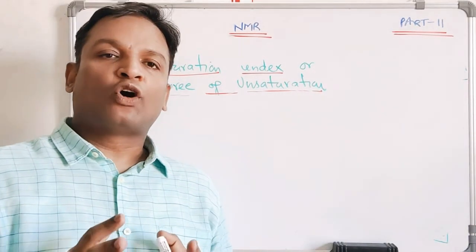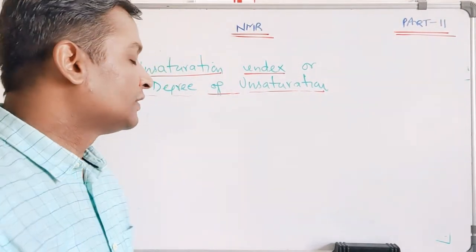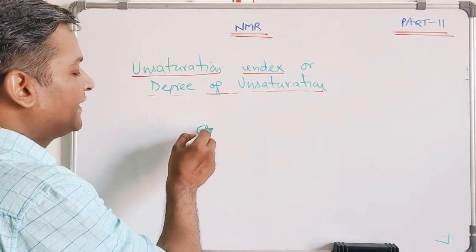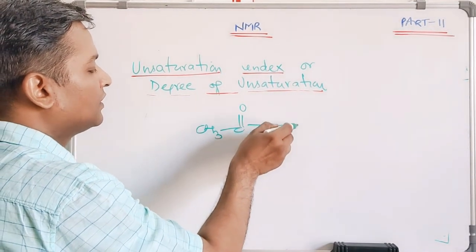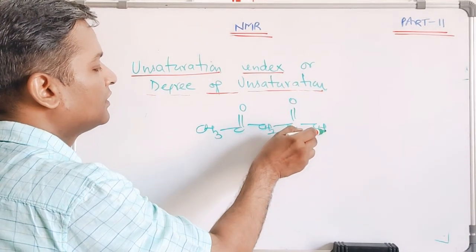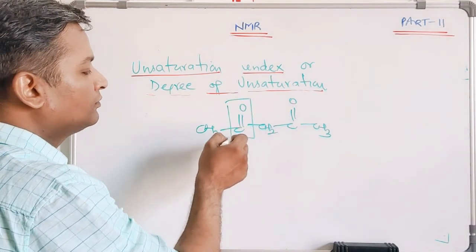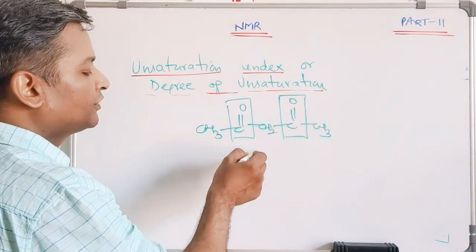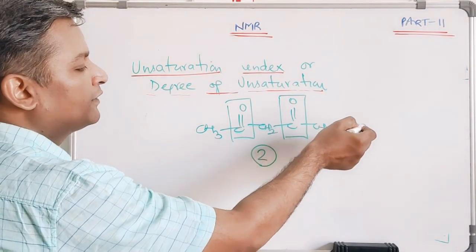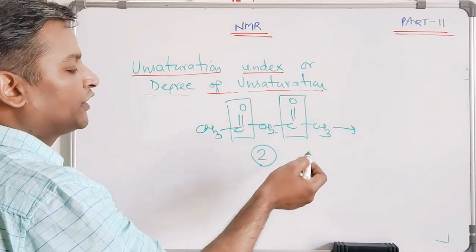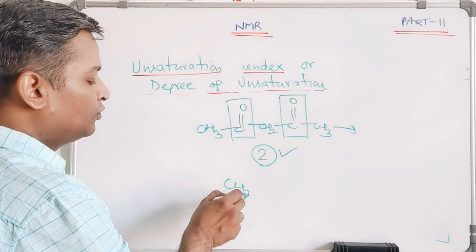So this was the importance of the unsaturation index, and how it is observed. Suppose, for example, I write this compound. I ask you what should be the unsaturation index in this compound. You see there are 2 double bonds. So the unsaturation index of this compound will be 2. You can also find it by formula, and it will come out to be 2.